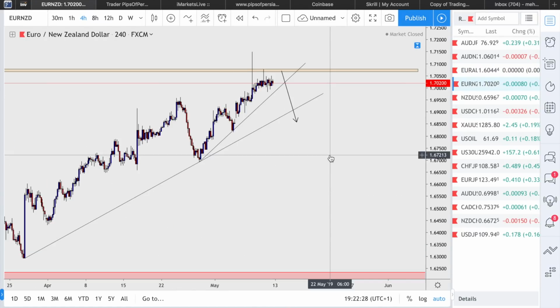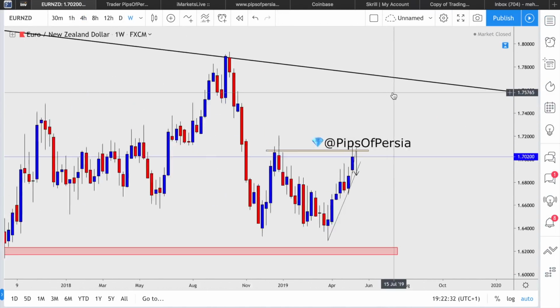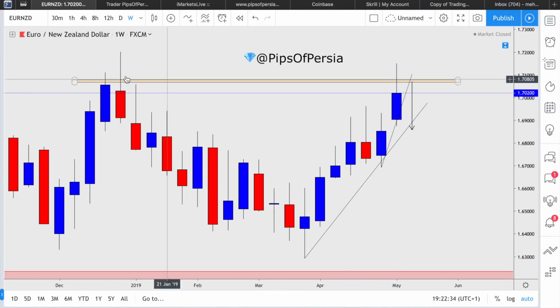Euro versus the New Zealand dollar. On a weekly time frame, we've actually rejected this previous zone of reversal over here. We can see that we got multiple wick rejections over there, and the market didn't actually close above 1.7056. Same as what has happened in the past week.